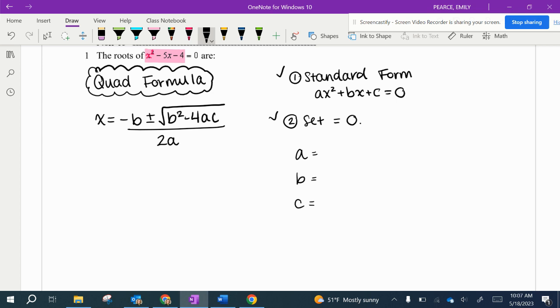And I love that it's already in order for me. Some people always get confused because looking at the x squared, they have a hard time figuring out what the coefficient in front of x squared is. And in this case, it's 1. So if you don't see a number in front of x squared, then you can always assume that the coefficient is 1. For b, the coefficient is negative 5, and for c, it's negative 4.